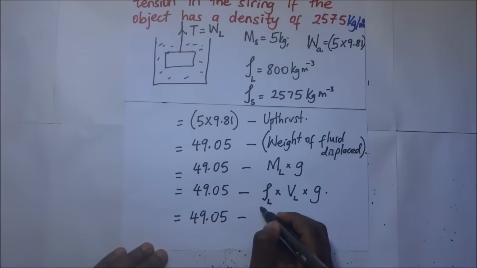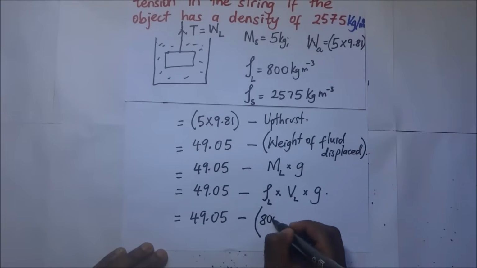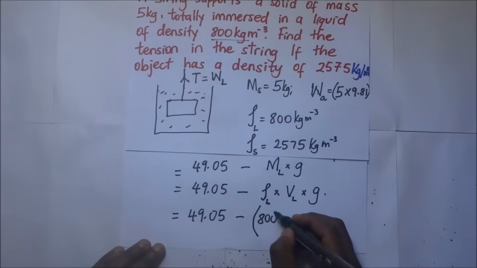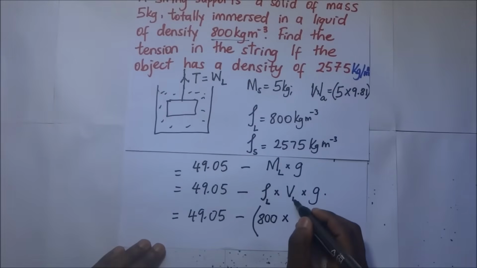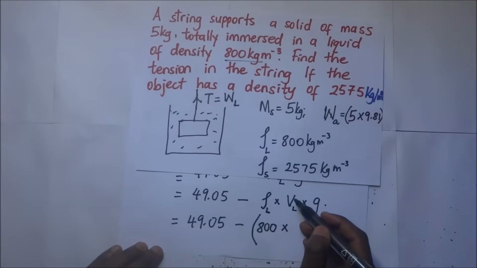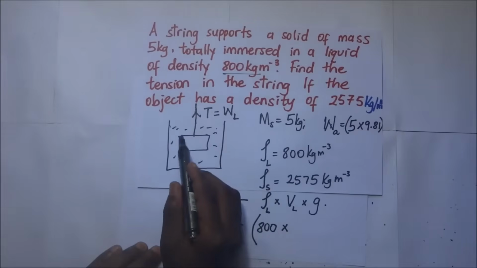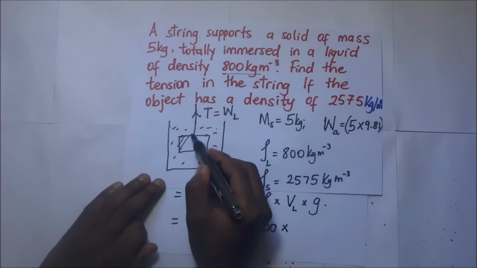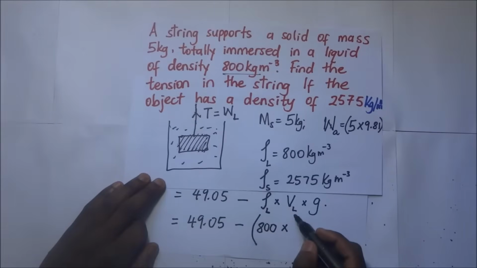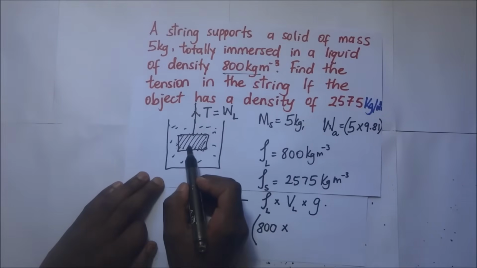49.05 minus the density of the liquid, which is given by 800. That's the density of the liquid right here. It's 800 kilograms per meter cubed. Multiply that by the volume of the liquid. Of course, the volume of the liquid that has been displaced is the same as the volume of the solid itself. So if we get the volume of this solid, then we know the volume of the liquid that has been displaced. So now what's the volume of this solid?